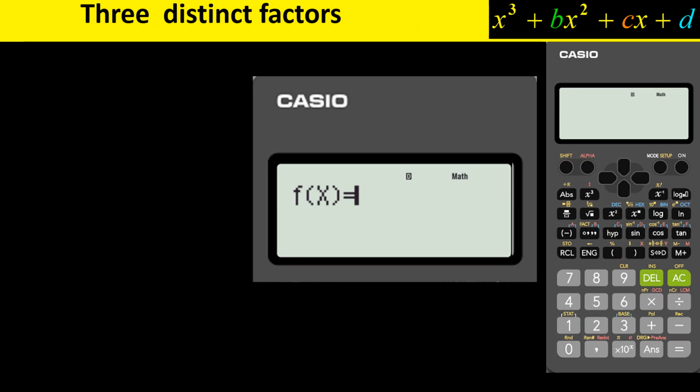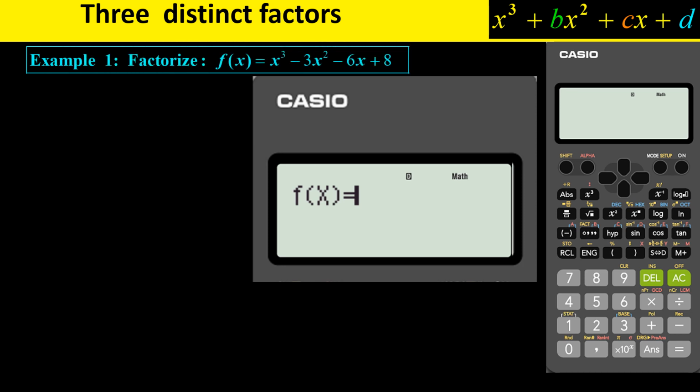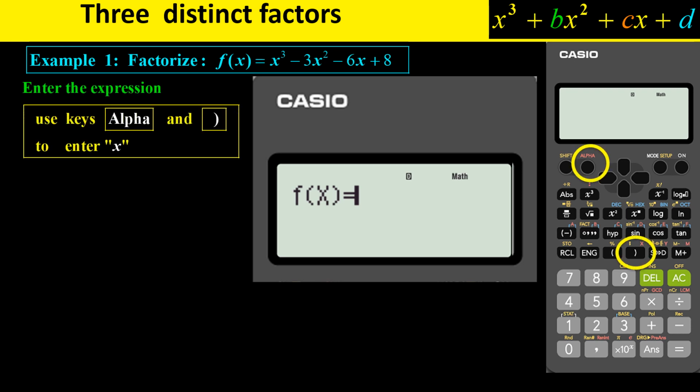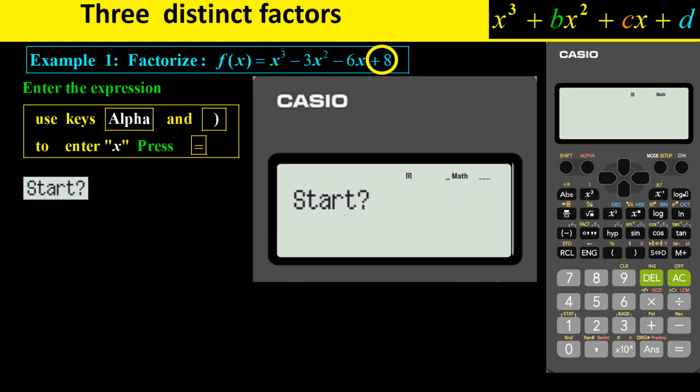Let me show you how you can use your table mode to factorize f(x) equal to x cubed minus 3x squared minus 6x plus 8. First of all, like we just showed, you have to enter your expression. So let's say we've entered our expression. What do we do next? You press equal. Once you press equal, you see the word start appears on your screen.